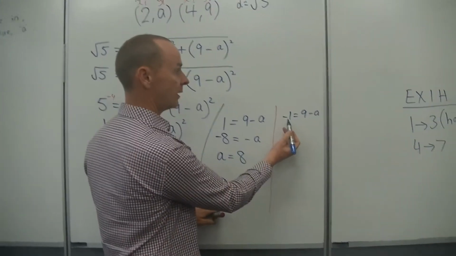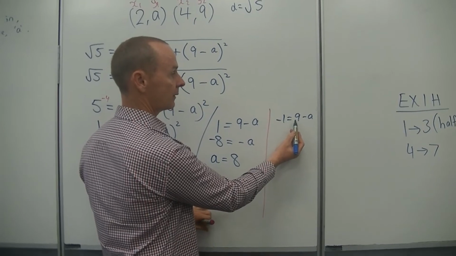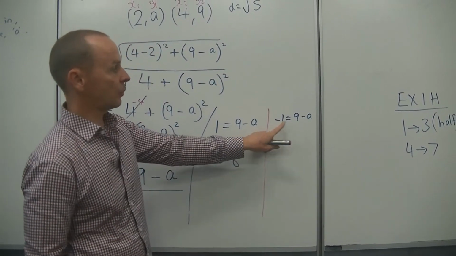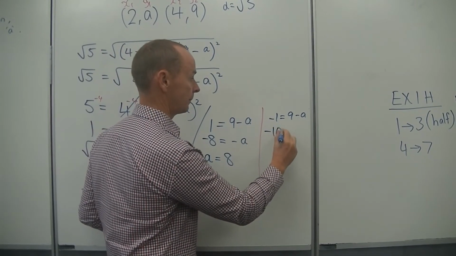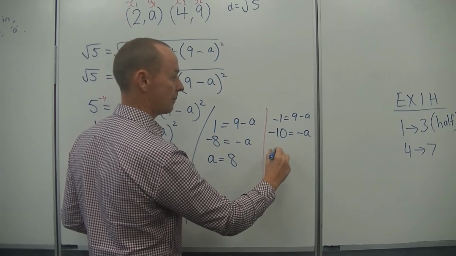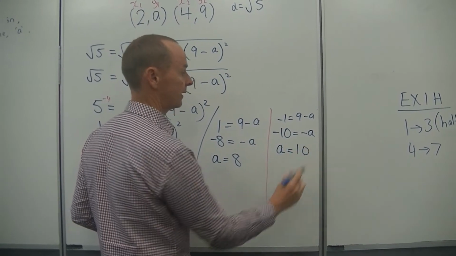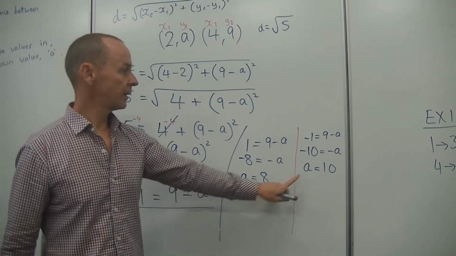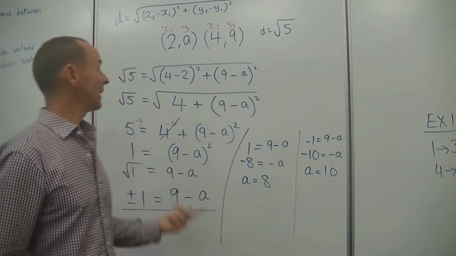Now if we go to our second solution, we've got minus 1 equals 9 minus A. Minus 9 to both sides. Minus 1 minus 9 is minus 10 equals negative A. And do the same thing. They both become positive and you get A equals 10. So the two solutions are A equals 8 and A equals 10. That's how you do that problem.